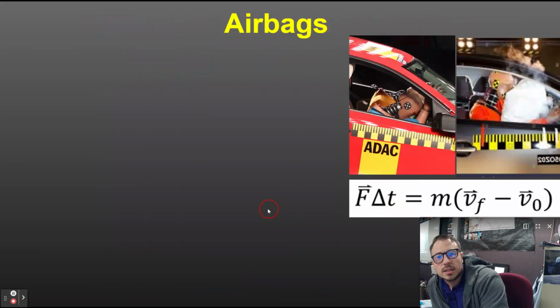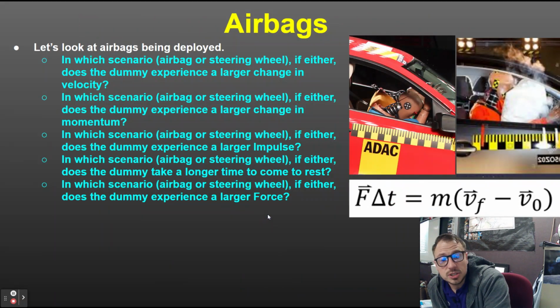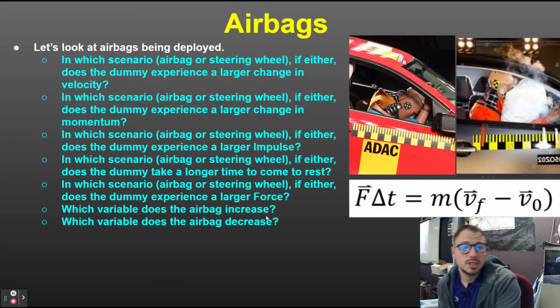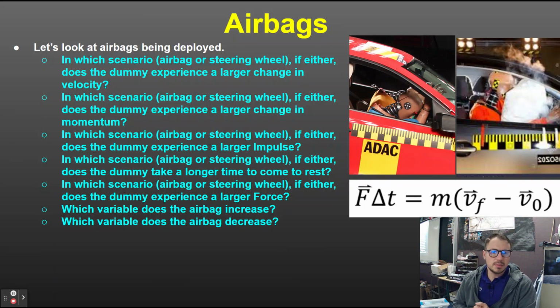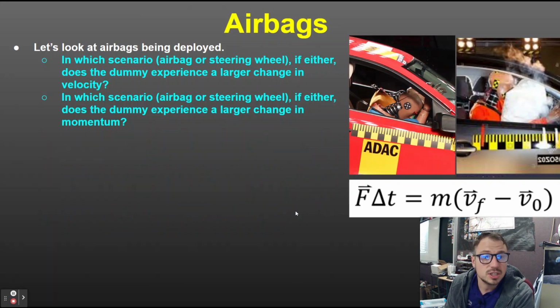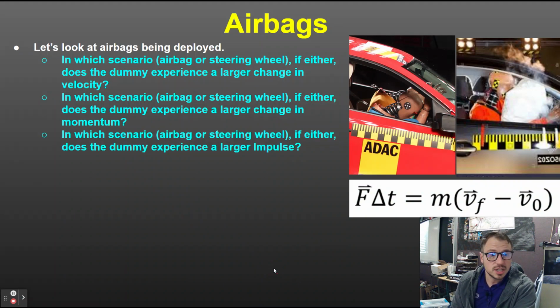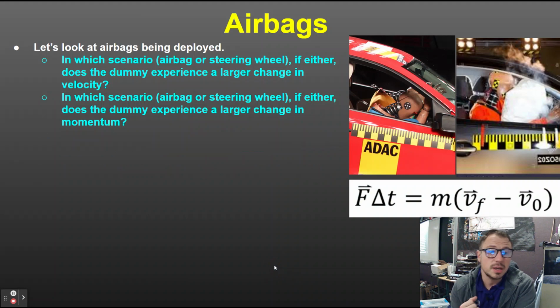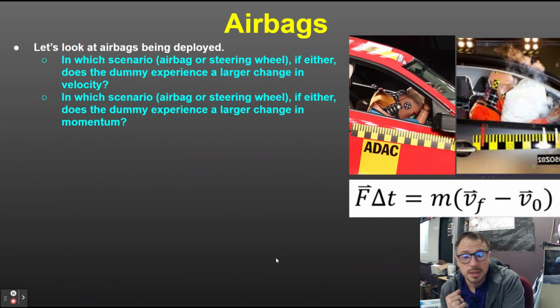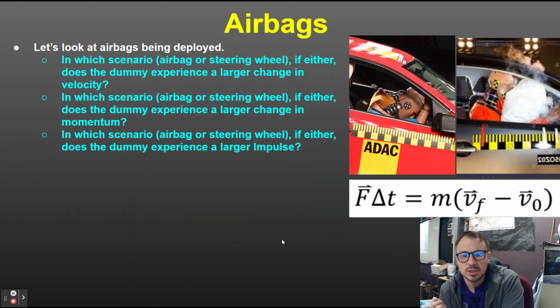Why do cars have airbags? So let's just take a look at airbags. Assuming the same person, right? The same person hitting something, going the same speed, they're going to experience the same change of velocity. Either way, whether you hit the steering wheel or you hit the airbag, you're going to come to rest. Same change of velocity, assuming the same person, same change of momentum, because you're bringing the same mass to rest.